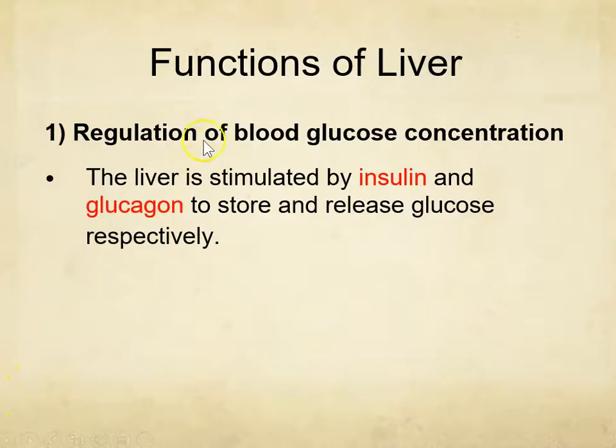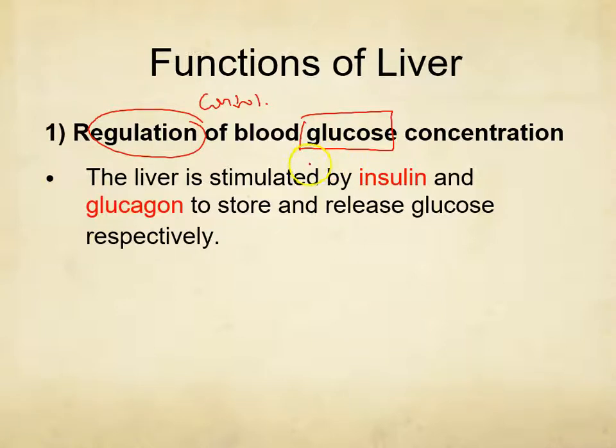Okay, so the very first function of the liver, which we will talk about, and this is a very important O-level concept, is that the liver is involved in regulating blood glucose concentration. So earlier we actually said that regulating means to control something. So it's basically helping to control blood glucose concentration, and it does so by interacting with two different types of chemical substances in our body known as hormones. The first hormone is known as insulin, and the second hormone is known as glucagon.